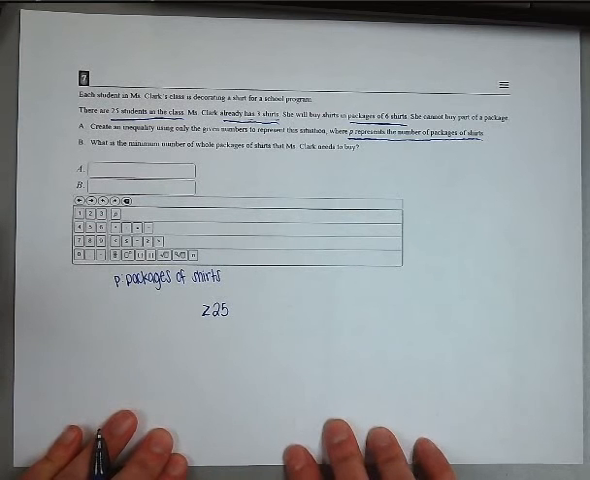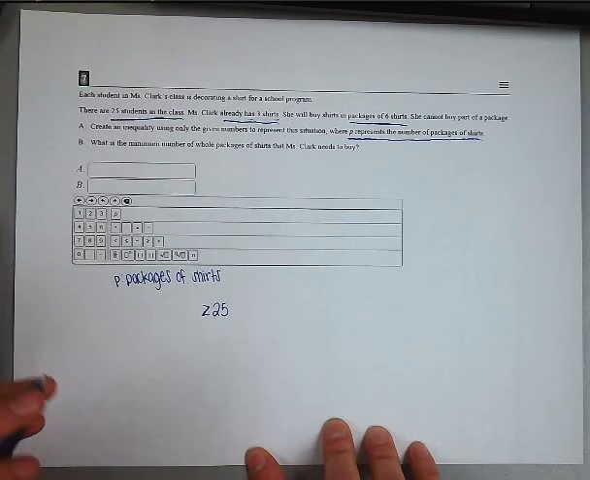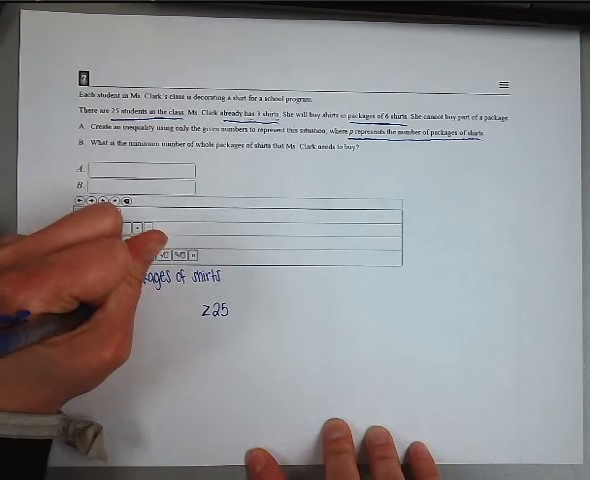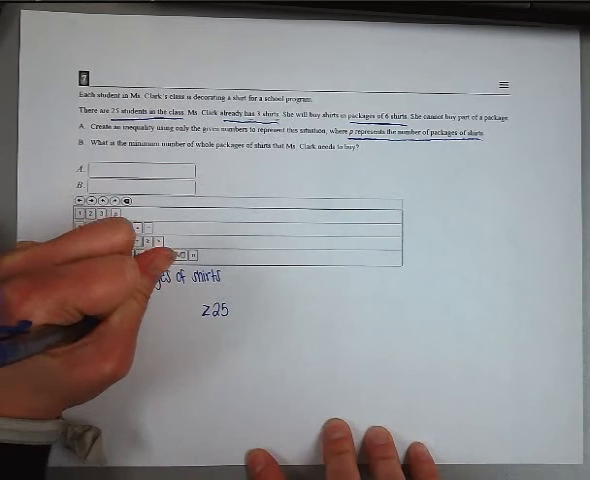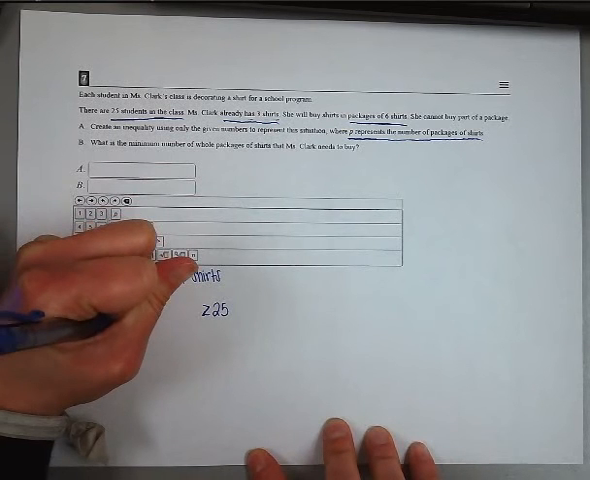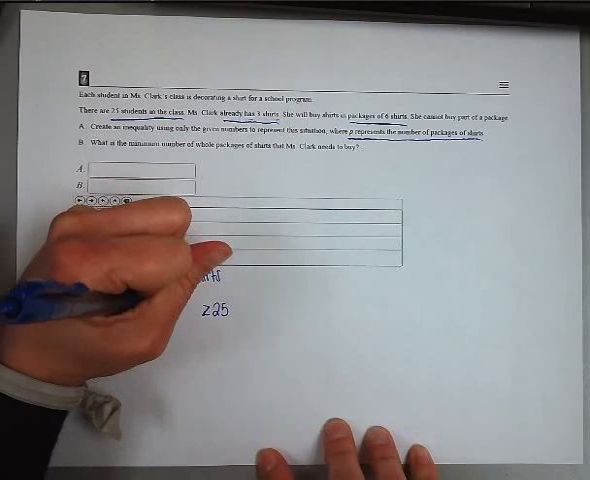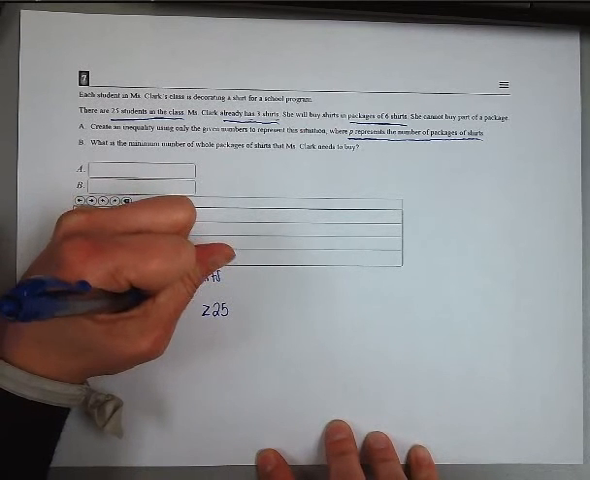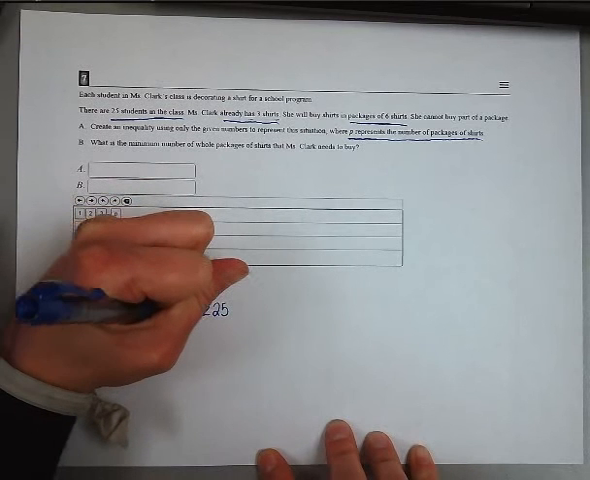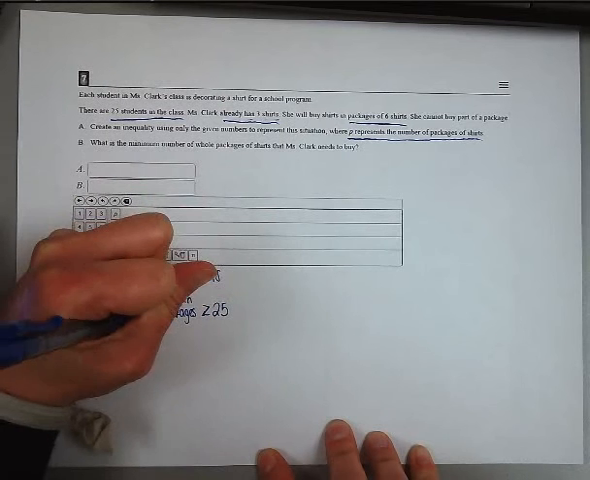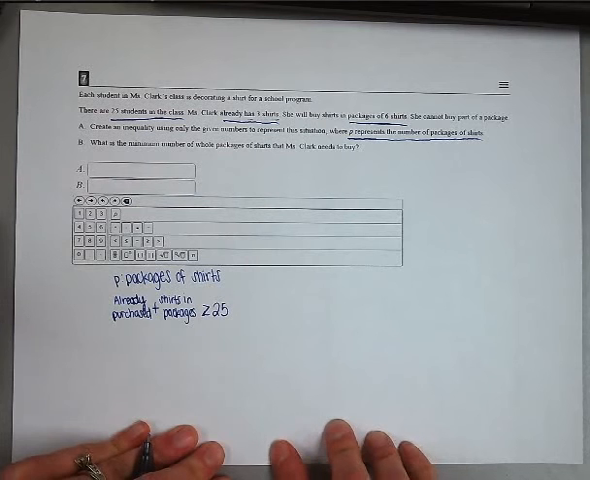Now, what makes up that 25? Well, we know that we have the shirts that Miss Clark already has, so the already purchased shirts. And then we also have the shirts in packages to be bought. And we know that together, that number of shirts has to be greater than or equal to 25. So that means we have to add those amounts together.